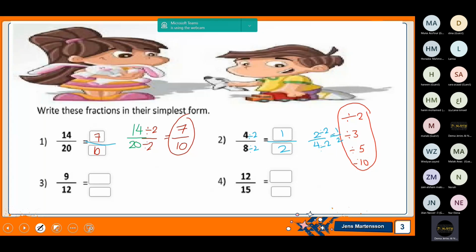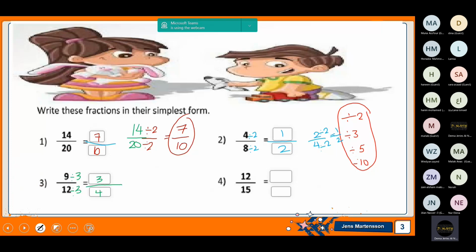Remember, girls, the numerator and the denominator are like sisters. If you bring chips for the first sister, you must bring the same chips for the second sister, or the second sister will cry. Here it is the same. If you divide the numerator by 3, you must divide the denominator by 3. Then 9 divided by 3, Sarah? 3. And 12 divided by 3? 4. Bravo.